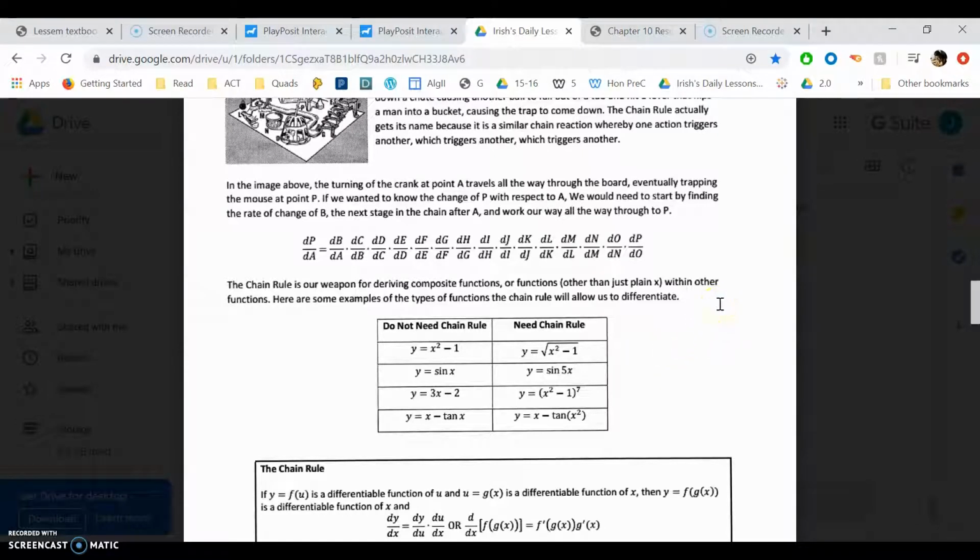All right, we're going to continue reviewing. What we're going to review is the chain rule today. Yeah, we're going to review the chain rule. So, take a look at this. See all this stuff right here? That's what we're going to copy down.